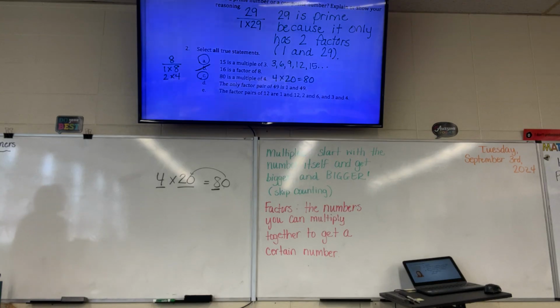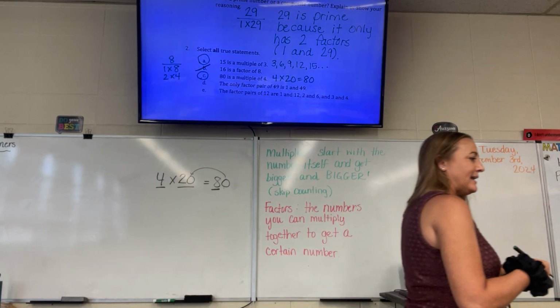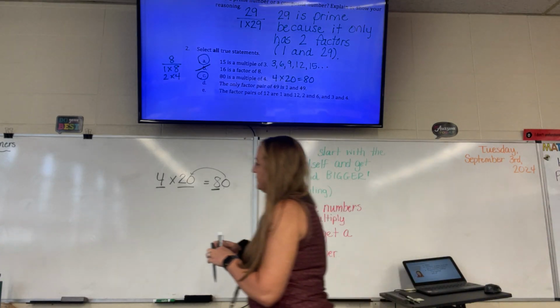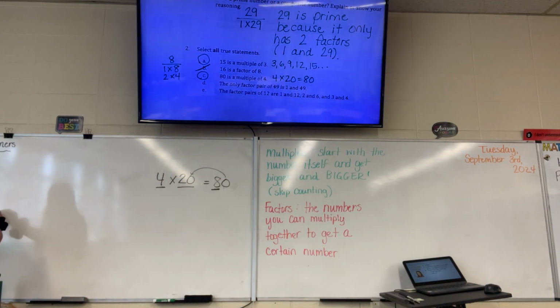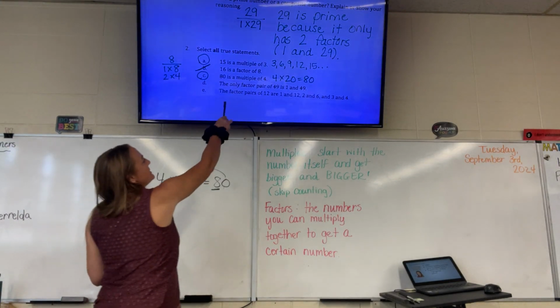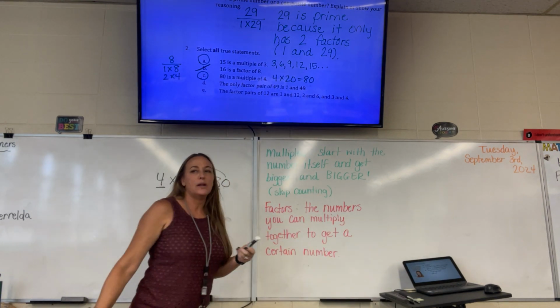Look at your multiplication table and see if you see a 49. Anybody see a 49? Yes. What are the numbers that go together with 49? 7 times 7. Okay, so D says the only factor pair of 49 is 1 and 49.